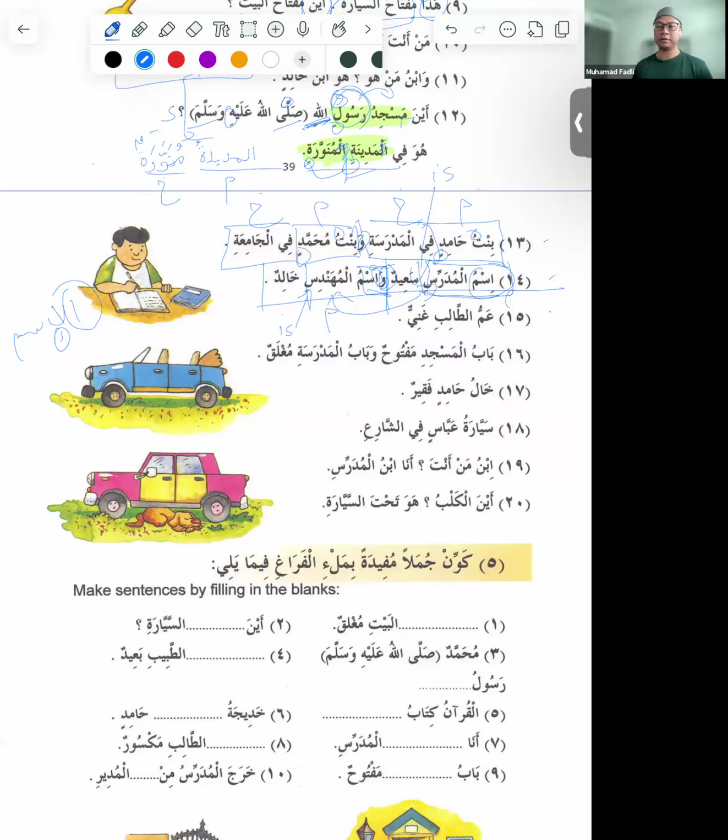And this one, so it's actually, sorry. Yeah, in fact, this kasrah here is not even supposed to appear, but you would know how to pronounce it if you see it: ismul mudarrisi Sa'idun, wasmul muhandisi Khalidun. Okay, so it's the same as sentence 11, wa ibnu. Correct. So it will just be wabnu.